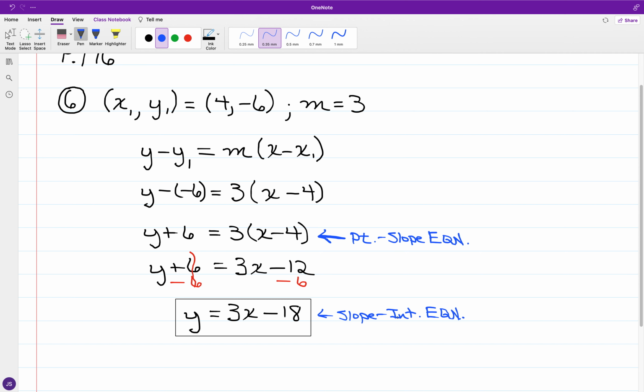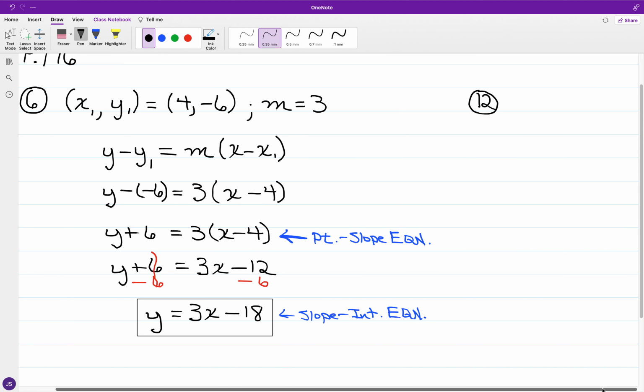All right, now in the case of number 12, we're also looking at the slope-intercept equation. Now, instead of having the slope and a point provided, we have 2 points laid out. The 2 points through which this line is going to pass are (-4, 8) and (-7, -3).